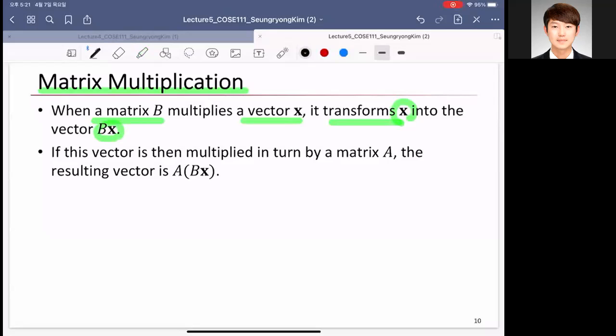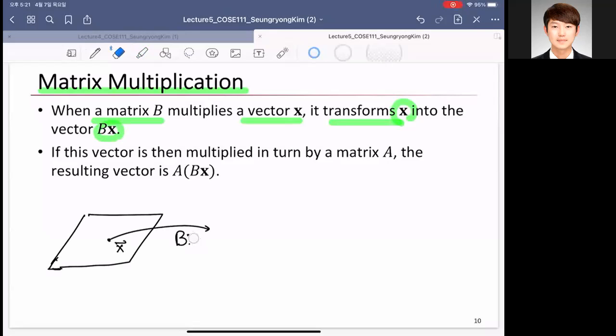So, for example, this is a vector X space, right? By using matrix multiplication with matrix B, you can achieve a new vector B times X in another space like this. This is a kind of transformation, right? A linear transformation.